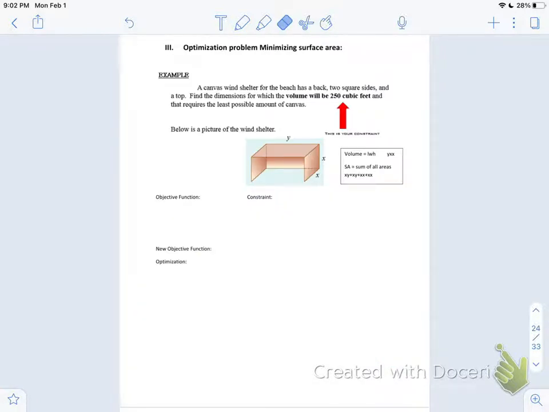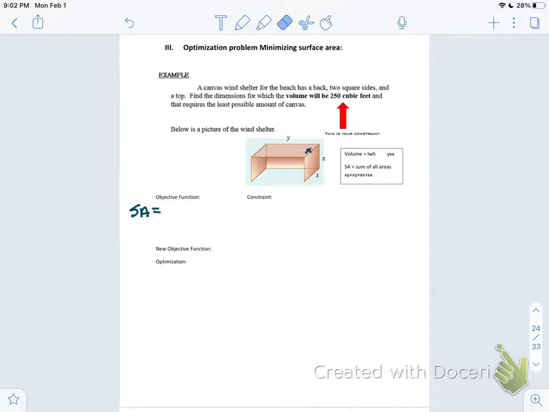Okay, so this is kind of a complicated one, but it's also kind of a neat one. A canvas wind shelter for the beach has a back, 2 square sides, and a top. Find the dimensions for which the volume will be 250 cubic feet, and that requires the least possible amount of canvas. So you want to have the least possible amount of canvas. That's your objective. So you're going to minimize. The least possible is minimizing. So your objective function actually deals with the surface area. So look at your different surface areas.